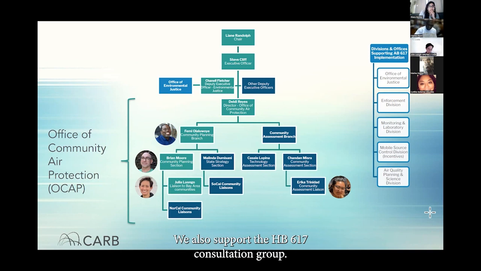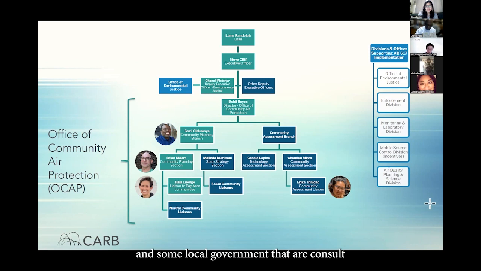We also support the AB 617 consultation group. For those of you who haven't heard of it, it's a multi-stakeholder group. If you follow the scoping plan, it's similar to the EJAC. It's made up of environmental justice organizations, air districts, industry, academia, public health organizations, and some local government, all of which consult with us regarding how to run this program.